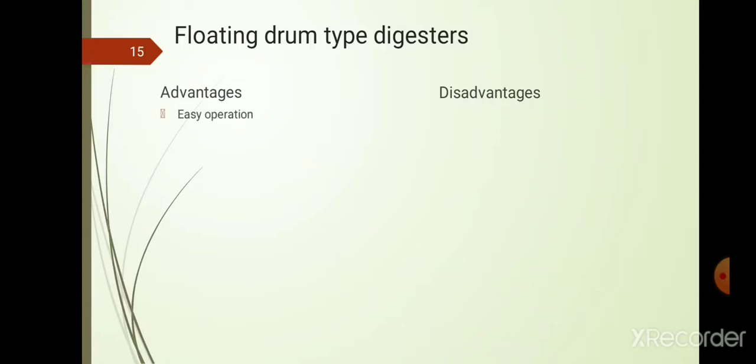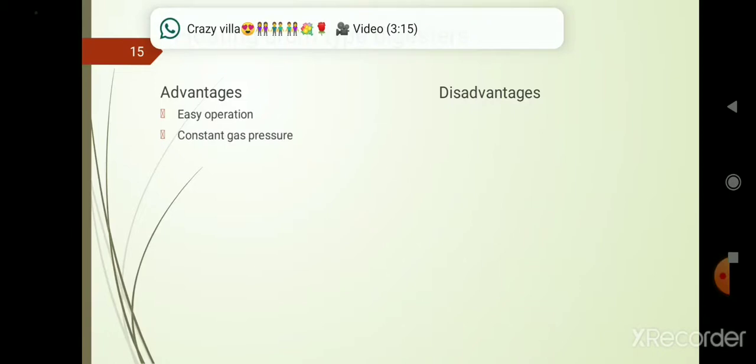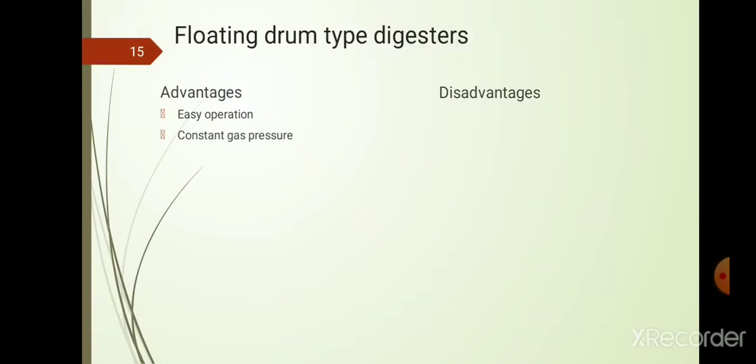Now what are the advantages of the floating drum type digester? It is very easy in operation, and the gas pressure is constant. That is an important advantage. In the fixed dome type, the gas pressure was not constant, it was varying. That is a big problem. But here, since our gas holder is a flexible moving one, we will always get or adjust the pressure at a constant level.